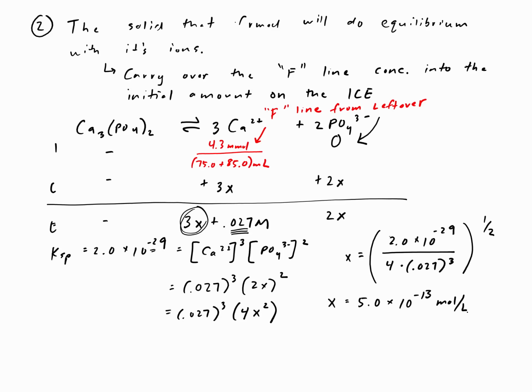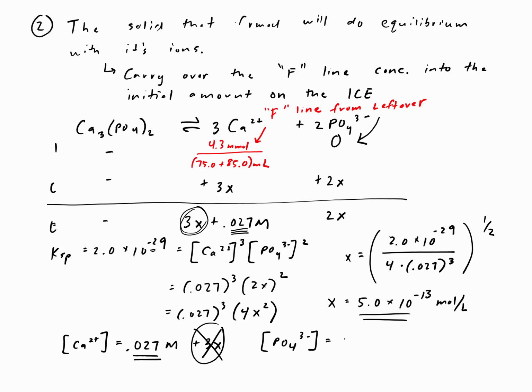Now it said calculate the amount of calcium at equilibrium. So the amount of calcium is going to be 0.027 molar plus 3x. As we see, x is so small that it doesn't affect this number. So that's the answer for calcium at equilibrium. And the amount of phosphate is going to be 2x, which would be 10 times 10 to the negative 13th, or 1 times 10 to the negative 12th molar, or moles per liter. All right, so that's how you do these.